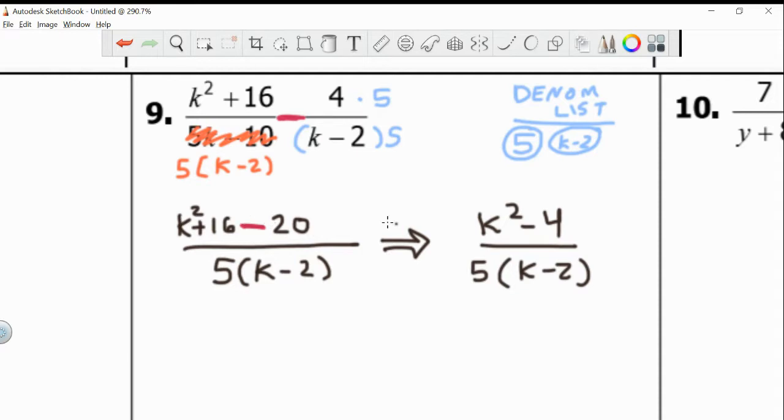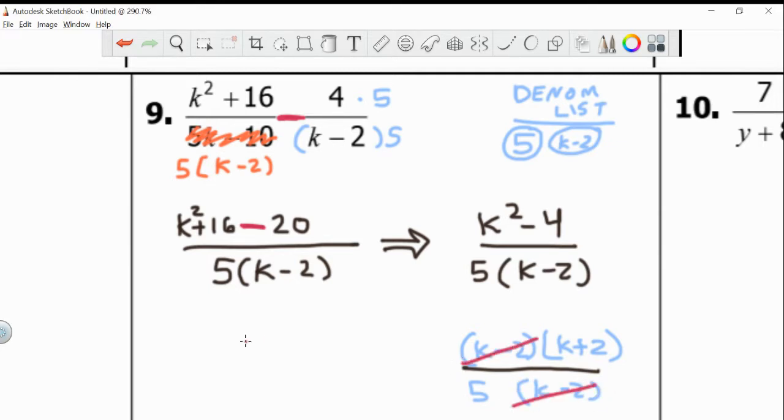Now that we've condensed the numerator as much as possible, now we need to begin our process like yesterday. Now we need to factor it. Now we need to cross stuff out, okay? Good thing is it's a really easy one to factor. The numerator is a difference of squares, a minus and a plus, k times k, 2 times 2. And on the bottom we have 5 times k minus 2. Of course, we're crossing out the k minus 2's, and so we have k plus 2 over 5.